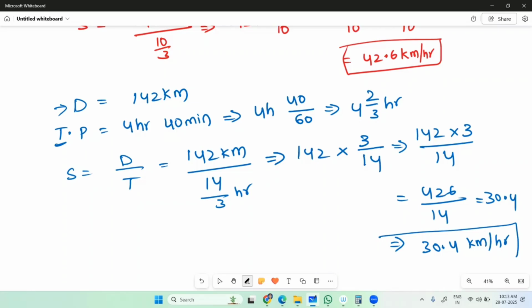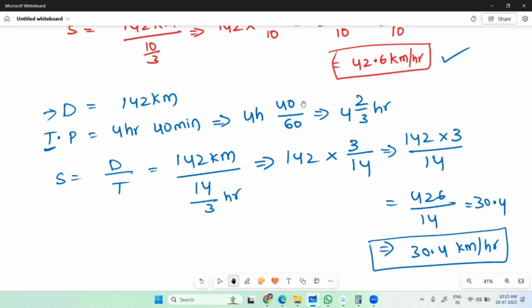So the passenger train is going at about 30 kilometers per hour and Taj Express at 42.6 kilometer per hour. Which train is going fast? Clearly we can see that the speed of Taj Express is faster than the passenger train. Okay, so far we have seen how to find speed, right? I hope you understand about speed. Now let's learn about distance, to find distance when the speed and time are given.